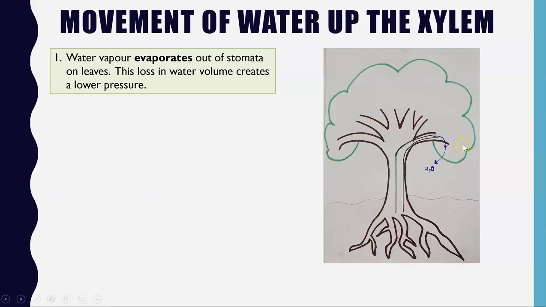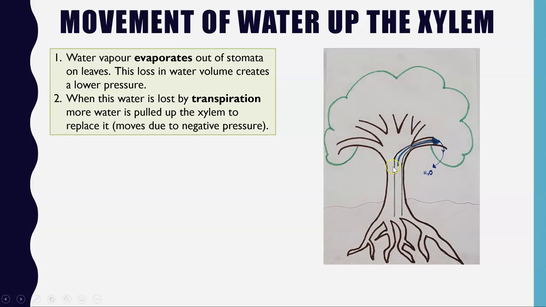So step one, we said that water evaporates out of the stomata, which is what transpiration is. So here we have our water vapour evaporating. And that then means that there's a loss in water volume, creating a lower pressure in the space where the water evaporated from. As a result, water from the xylem moves up to take the place. And this is negative pressure. So because the pressure had decreased, we get this pulling action on the water column behind it.